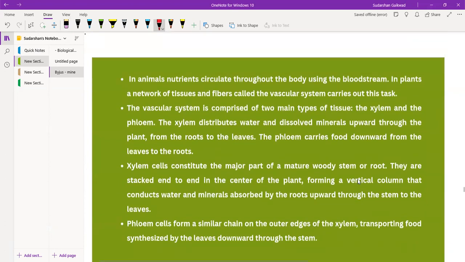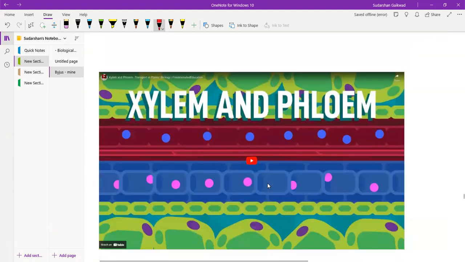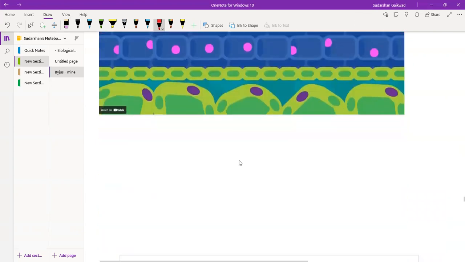Here I have given a brief description about the two specialized tissues in the vascular system. You can go through it. If you want to see the animated version of it, there are plenty of videos on YouTube, but I think this is the best one because it is very simple and a student can understand it very easily. So you can see the channel name here. You can go to the channel and see the video. It is actually very good and very self-explanatory.